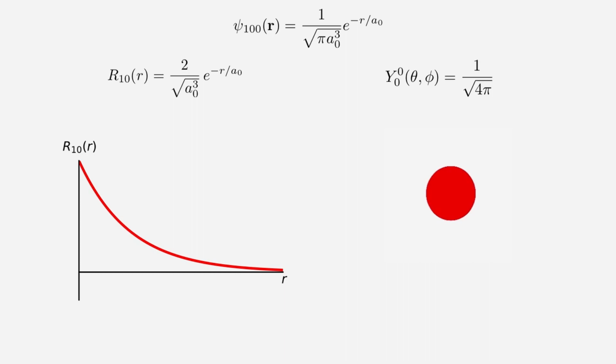This is a depiction of the ground state wave function of the hydrogen atom. The radial part on the left shows that the eigenfunction decreases exponentially as we move away from the origin of the potential. The angular part on the right here is an eigenstate of orbital angular momentum, and in this particular case, it is the Y00 spherical harmonic, which is simply a constant.